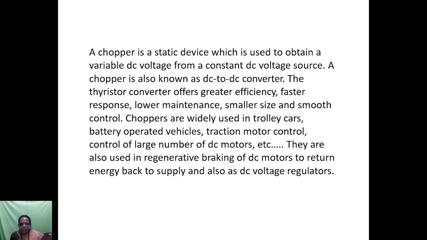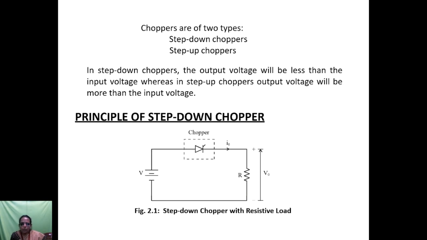The thyristor converter offers greater efficiency, fast response, lower maintenance, smaller size and smooth control. So choppers are widely used in trolley cars, battery operated vehicles, traction motor control, and control of a large number of DC motors. They are also used in regenerative braking of a DC motor to return energy back to the supply, and also as a DC voltage regulator. Choppers are of two types: step down chopper and step up chopper. In the step down chopper, the output voltage is less than the input voltage, whereas in the step up chopper, the output voltage is more than the input voltage.